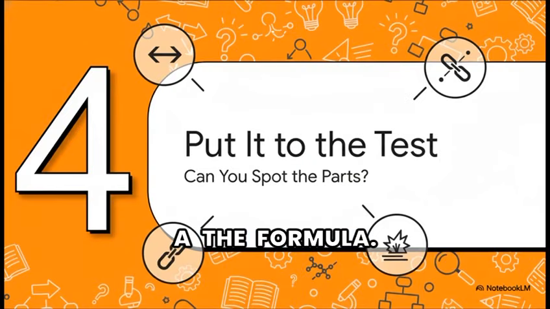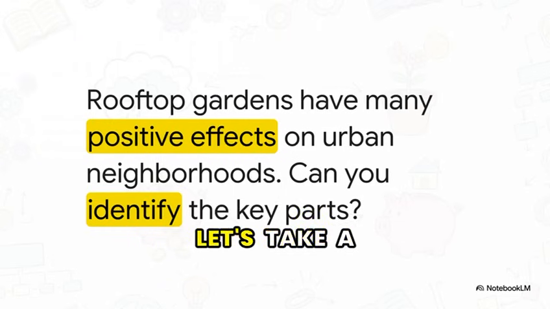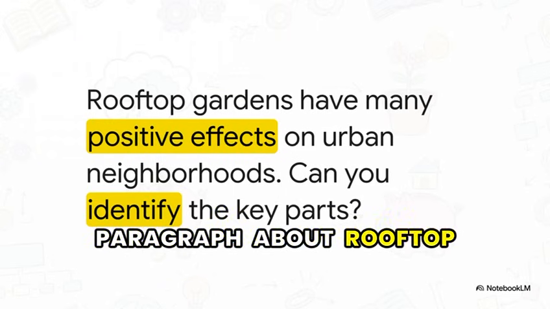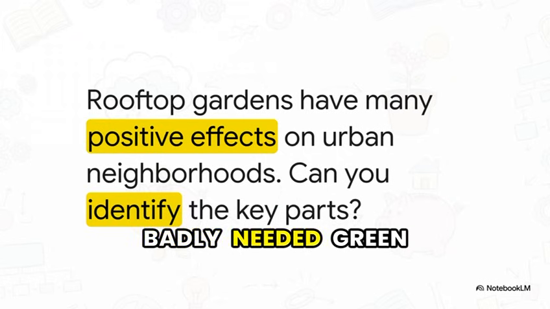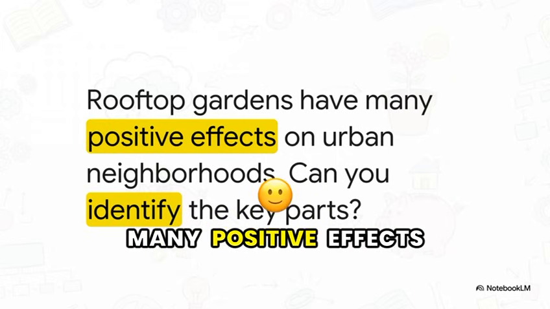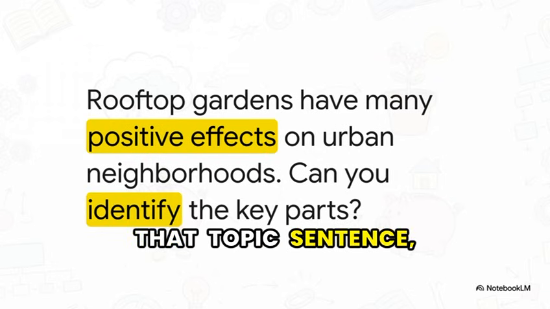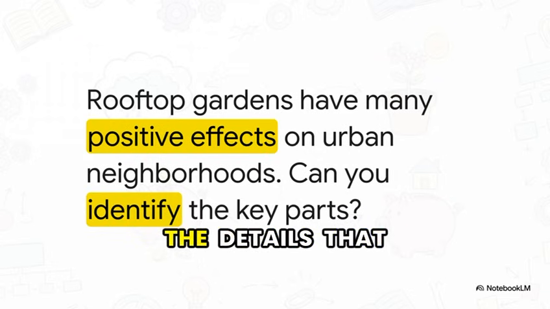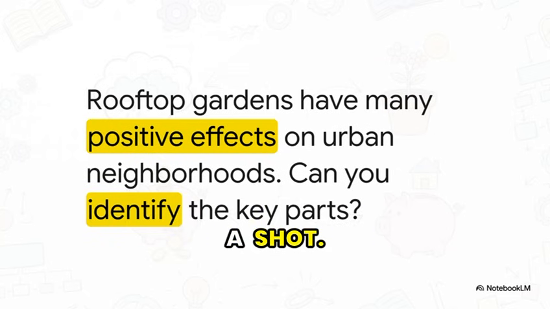All right, you've seen the theory, you've seen the formula. Now it's time for a little pop quiz. We're going to look at a new paragraph, and I want you to see if you can spot the 4 key ingredients we just talked about. Okay, let's take a look at this paragraph about rooftop gardens. It starts with, rooftop gardens are badly needed green spaces that have many positive effects on urban neighborhoods. So your job is to find that topic sentence, the main effects it talks about, the details that back them up, and the concluding sentence. Go ahead and pause right here and give it a shot.